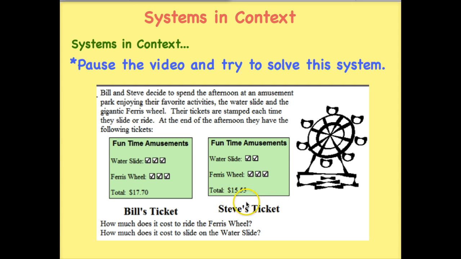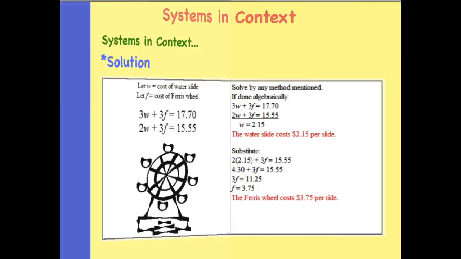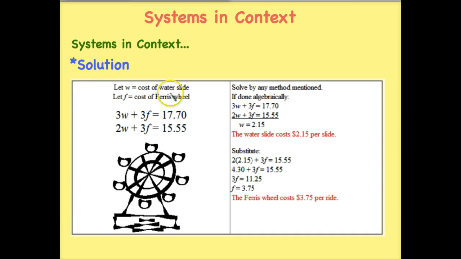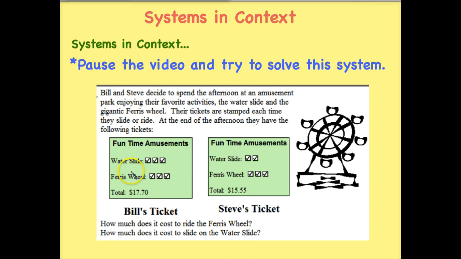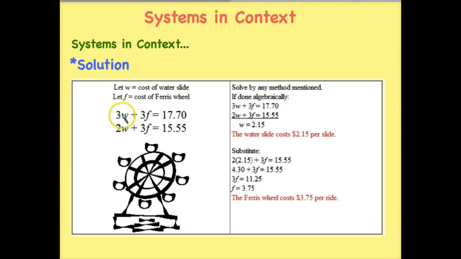What we want to know is how much does it cost to ride the Ferris wheel, and how much does it cost to slide on the water slide? Well, if we look at our solution, we can let W be the cost of the water slide, that's what we want to know, and F be the cost of the Ferris wheel. We can set up 2 equations, one for Bill, and if we go back, one for Steve. Bill had 3 and 3, and Steve had 2 and 3. If you'll notice, 3 water slides, 3 Ferris wheels, 2 water slides, 3 Ferris wheels, for a total of what they spent.